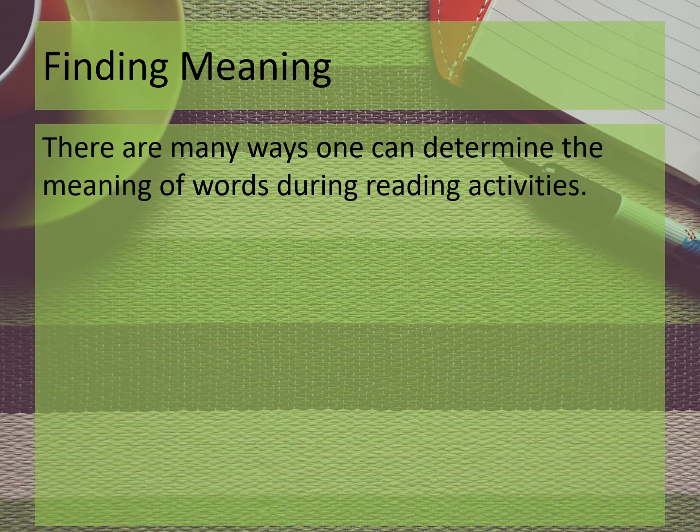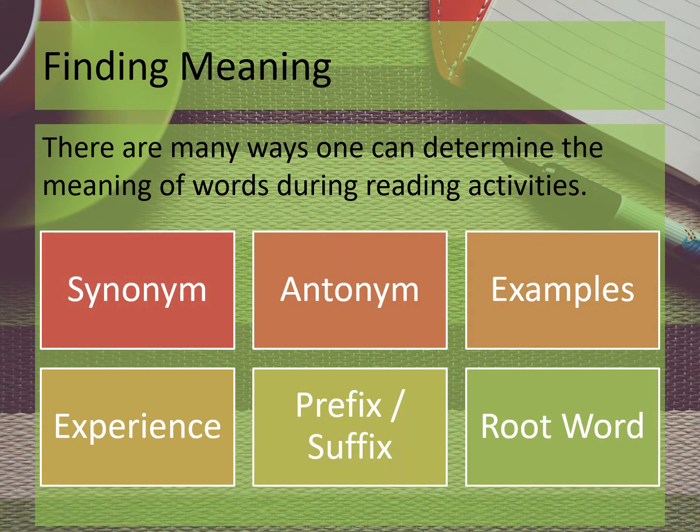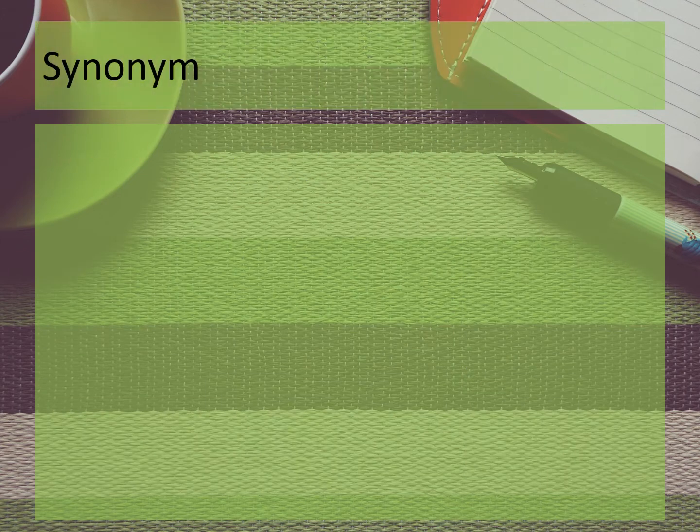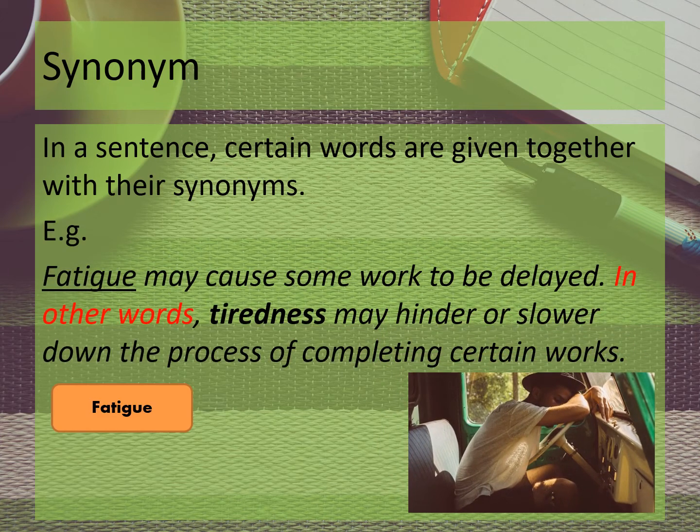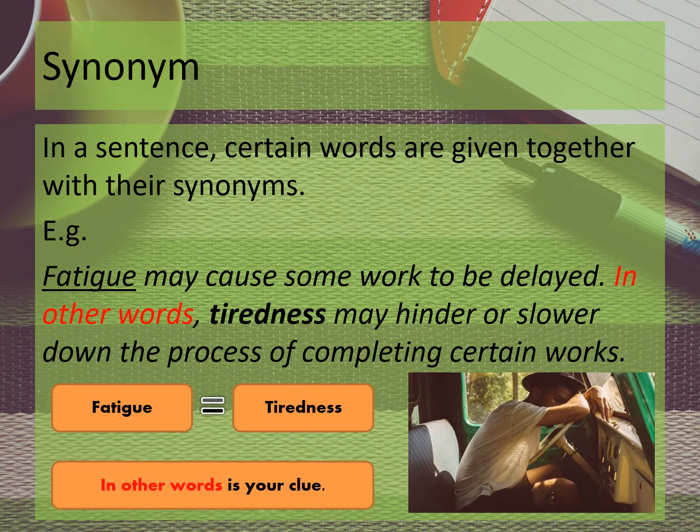Now, in order for us to find meaning, there are many ways that we can actually use. There are many strategies that we can actually employ. Now, for example, let us look at synonym. I give you an example here. Fatigue may cause some work to be delayed. In other words, tiredness may hinder or slow down the process of completing certain works.